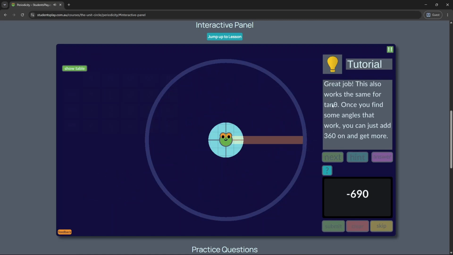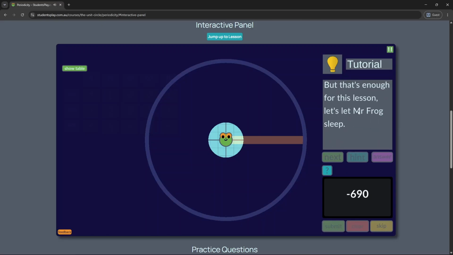Great job. This also works the same for tan theta. Once you find some angles that work, you can just add 360 on and get more. That's enough for this lesson. Let's let Mr. Frog sleep. Good night.